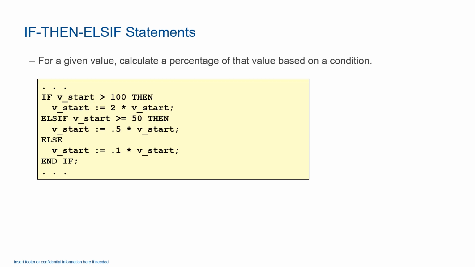Now another example of if-then and else-if statements. If the value is greater than 100, then it should be multiplied by 2. If it is greater than or equal to 50, then it should be multiplied by 0.5. Otherwise, else is for all other cases, whatever the criteria is not met. It should be multiplied by 0.1. Okay, so this is if-then-else-if.